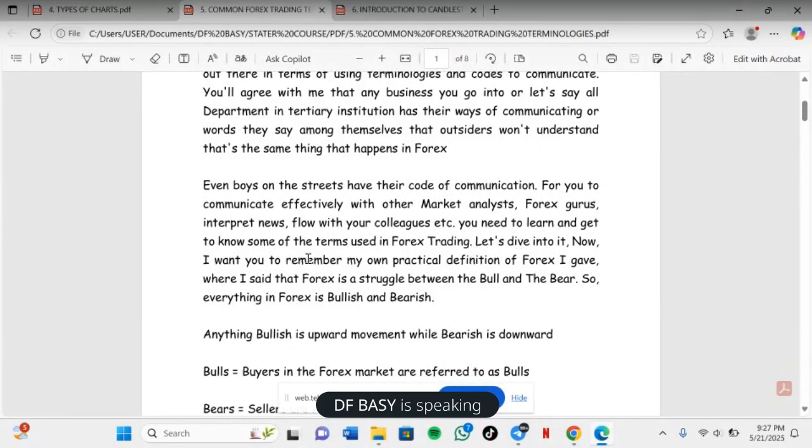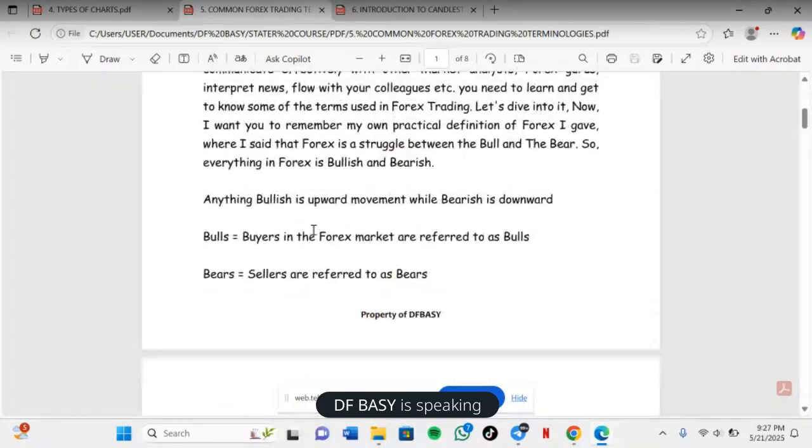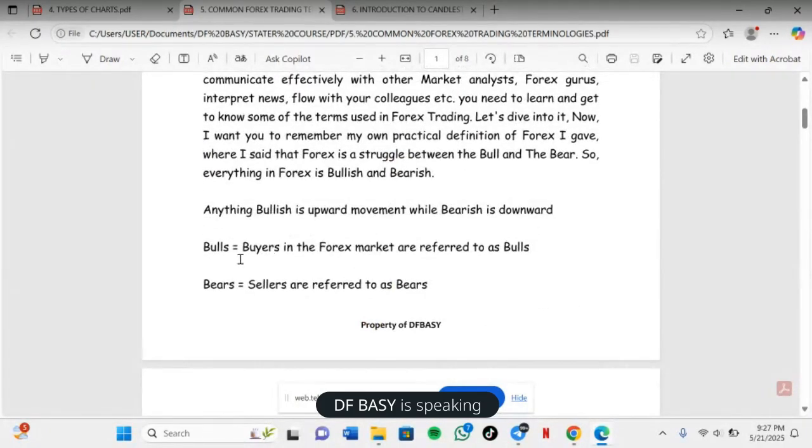Let's dive into it. So now in forex trading, you have what we call the bulls, which in terms is the buyers in the forex market. I'll explain when you say the market is bullish or bulls. You usually hear that with crypto, they say Bitcoin is bullish. Bulls means buyers. People are buying. Remember, I explained that the market is demand and supply.